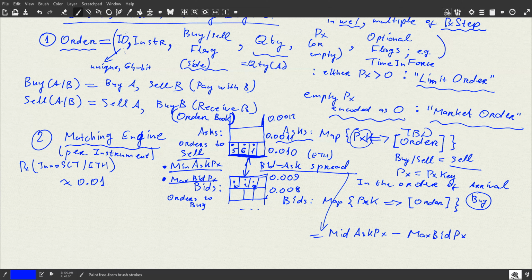Under all normal conditions, and that's very important, the bid-ask spread is always positive. So it is not possible that in the order book the bid side collides with the ask side. In a proper order book, the minimum ask is always greater than the maximum bid. That's very important to remember.